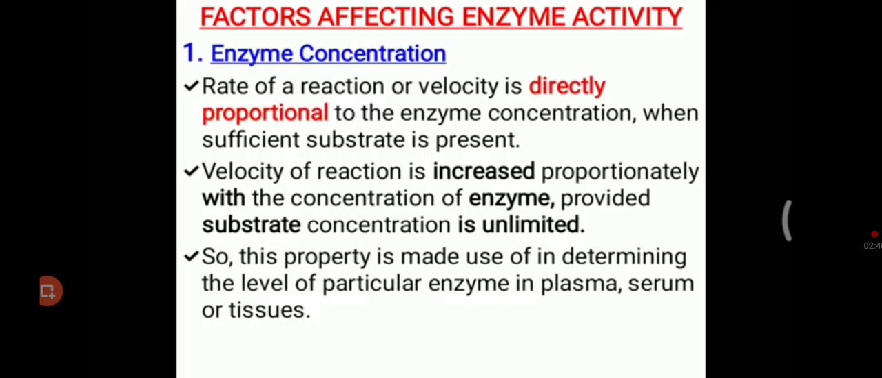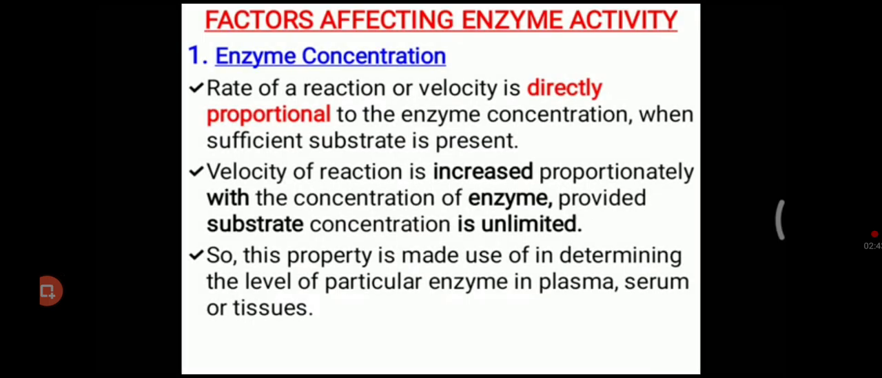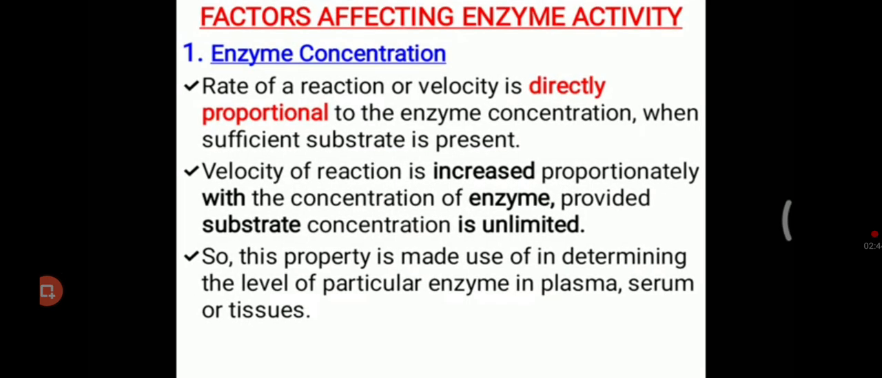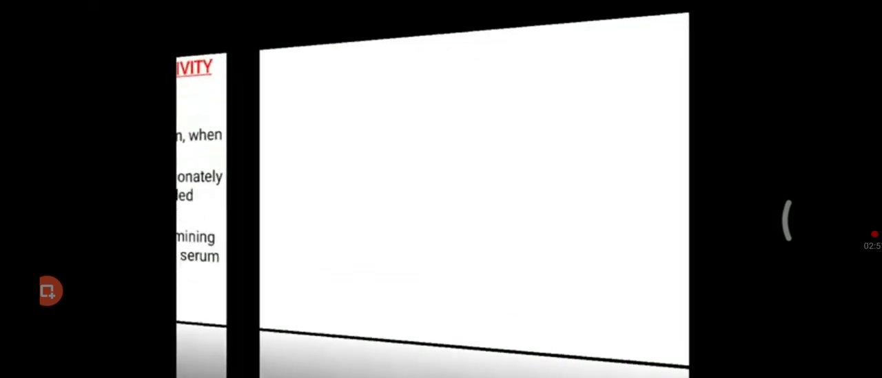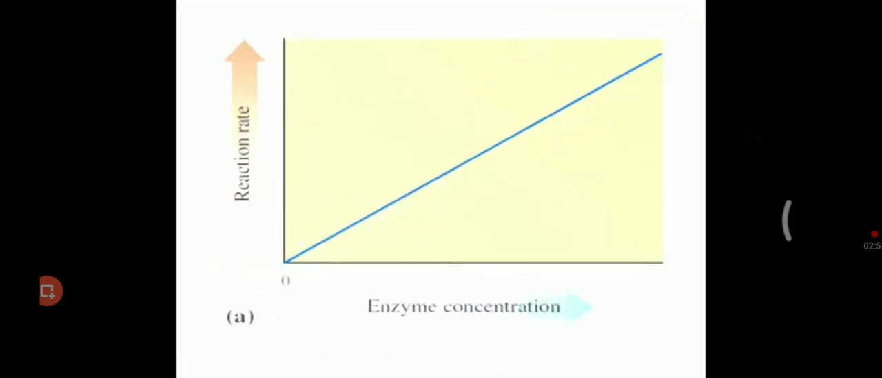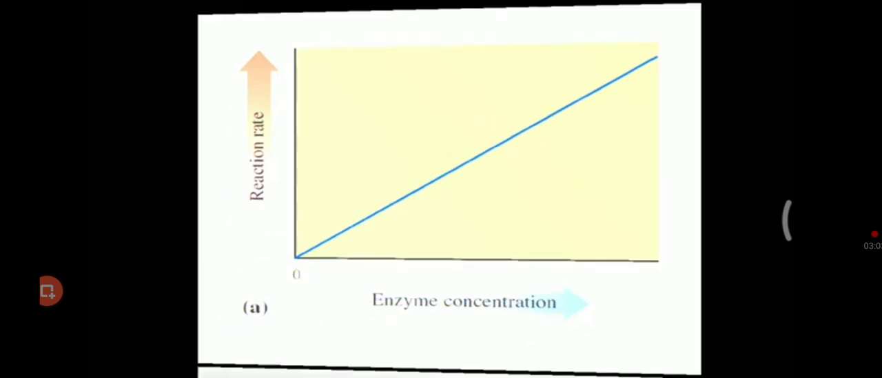So this property is also useful in a clinical laboratory to determine the level of a particular enzyme in the plasma, serum, or tissue. So that is the importance of enzyme concentration among the factors affecting enzyme activity. Most important, that is enzyme concentration. Simply it is explained in this graph. If you are increasing enzyme concentration, reaction rate will also increase proportionately. The condition is that substrate should be unlimited.